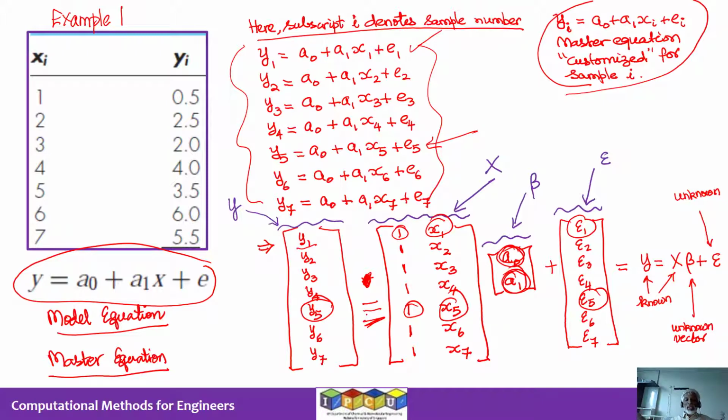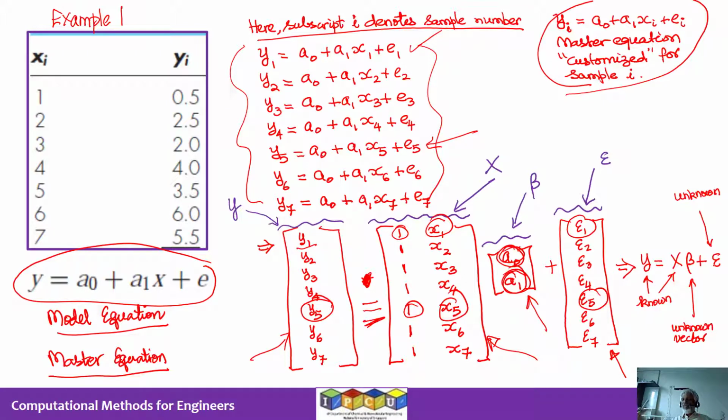At this point in time, this is the most important thing. I can represent this data modeling problem as y is equal to x beta plus epsilon. This vector is y, this matrix is x, this is the unknown vector beta, and this is the error vector epsilon. So y is equal to x beta plus epsilon.